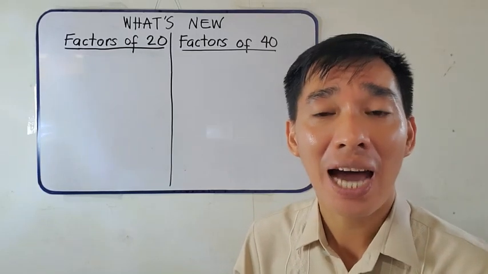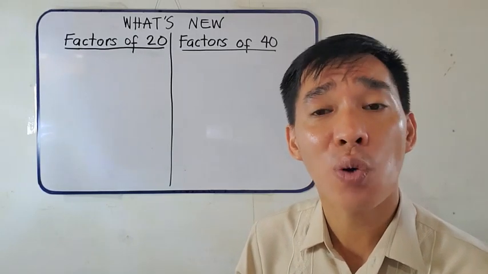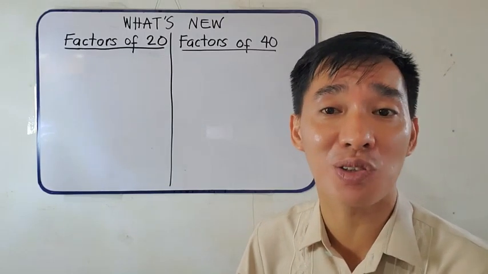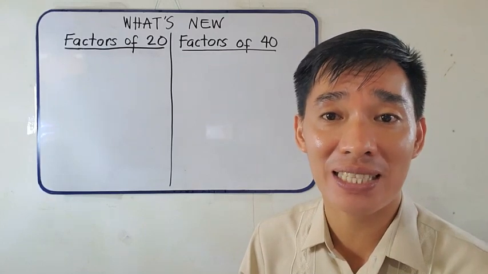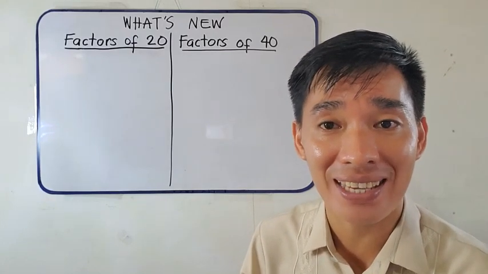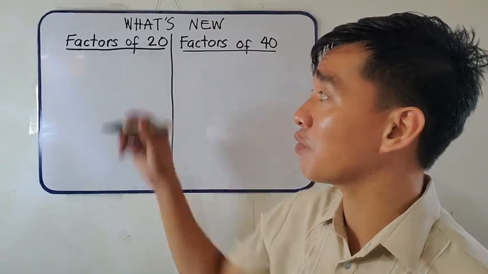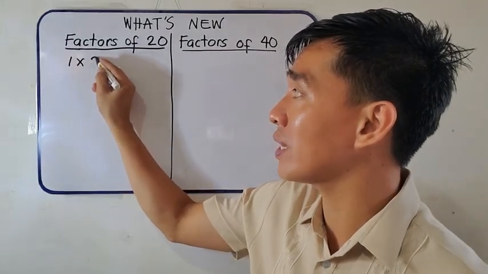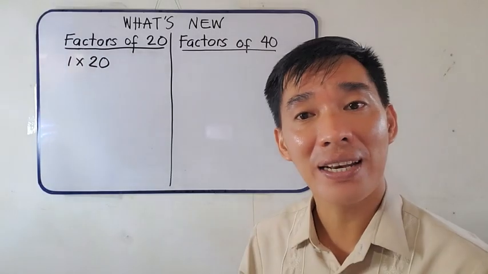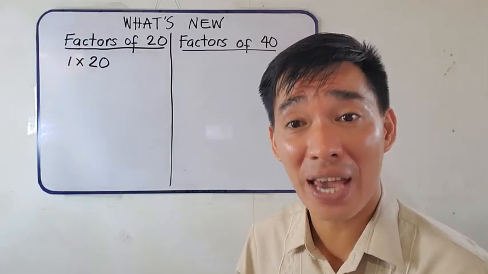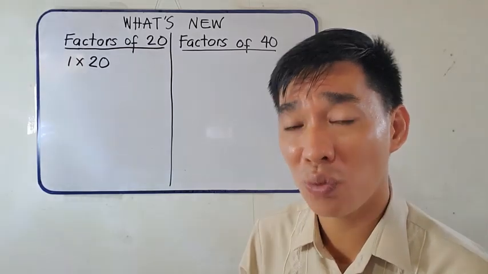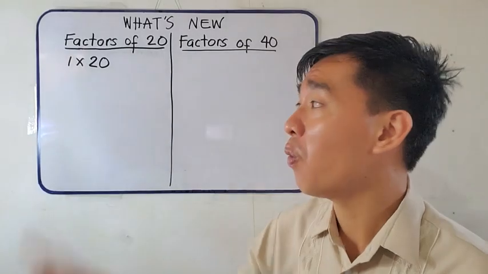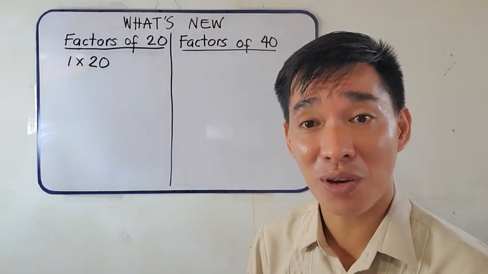For example, what are the factors of 20? What numbers do you need to multiply to give a product or answer of 20? In order for us to get the factors of 20, let us start with 1. 1 times 20. Why 1? 1 is always a factor of any number. So, therefore, you start with 1. 1 times 20, the answer is 20. Therefore, 1 and 20 are factors of 20.